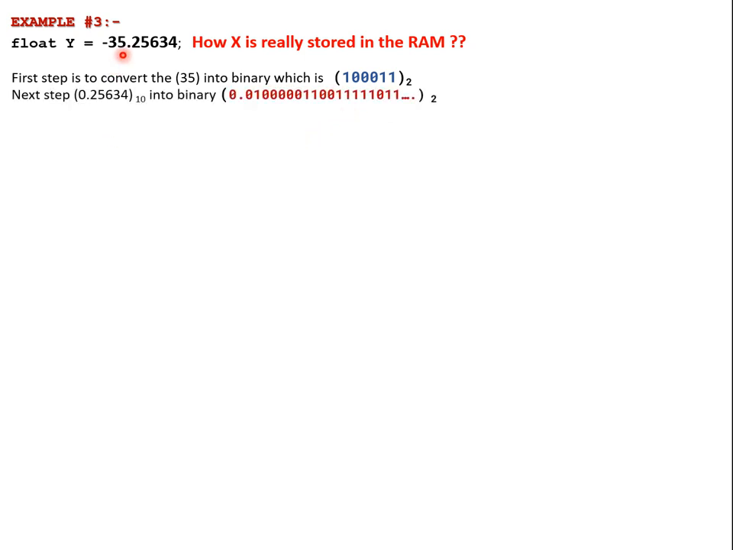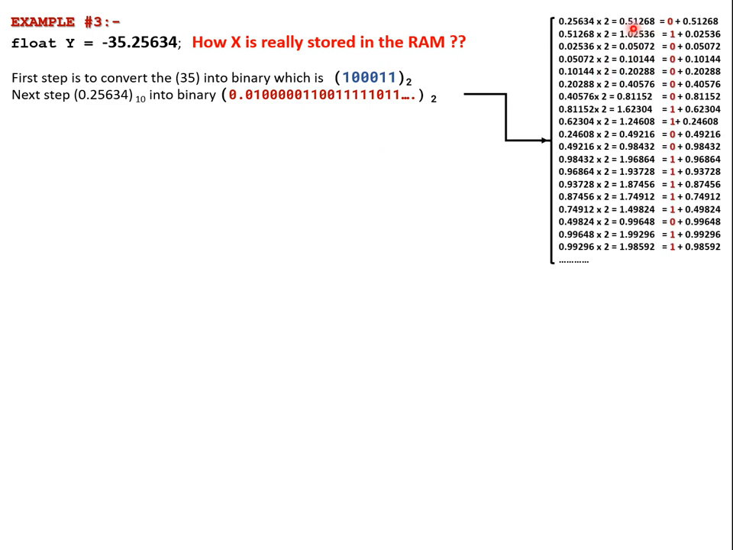Okay, and we come to this part, which is 0.25634, and we have to convert it into binary. This took some time for me, but let's check it out. Now, 0.25634 we multiply by 2, and this is the result. The result has 2 parts: this is the 0, and then this is the fractional part. Now this one we multiply by 2, and the result will be 0.02536, which equals 1 plus 0.0. I hope this is clear.